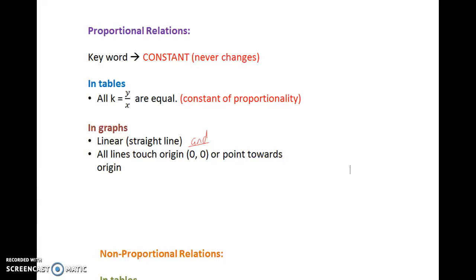Okay, in this video we're going to be looking at some extra practice problems, and it comes from the information that you learned in worksheet ratios and proportions number 9 and 10. Recall that for proportional relations, the keyword is constant, never changes. In tables, all k equals y over x are equal, and that's called the constant of proportionality. In graphs, the line has to be a linear line or a straight line, and all lines touch the origin or point towards the origin.